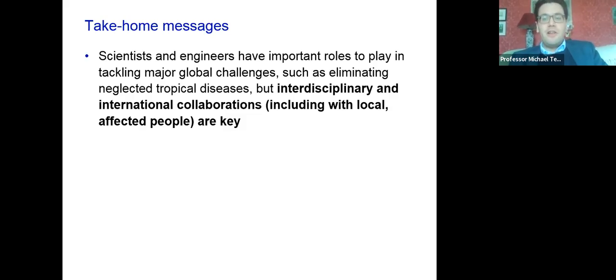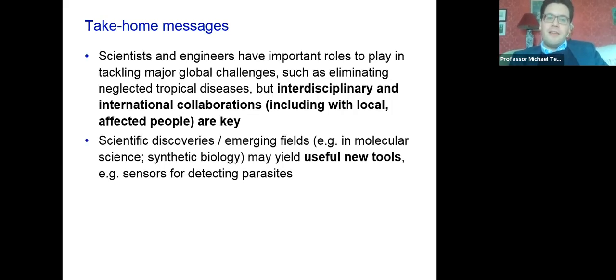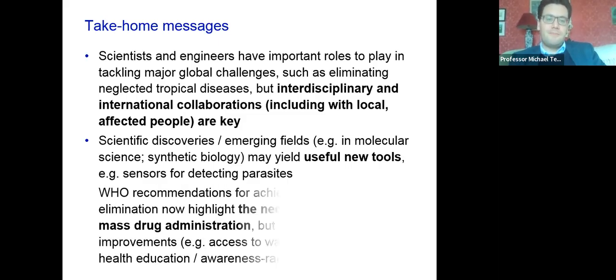And as I mentioned earlier, it's certainly the way that a lot of international organizations are increasingly thinking about these challenges, that it has to be an intersectoral, interdisciplinary approach. Also, I would say that scientific discoveries and emerging fields of science, for example, molecular science, but also synthetic biology, as I mentioned, have huge potential to yield useful new tools which can contribute to solving some of these problems. So, for example, we saw the potential for sensors for detecting parasites and making our ability to assess the environmental risk much easier by applying some of this advanced science.